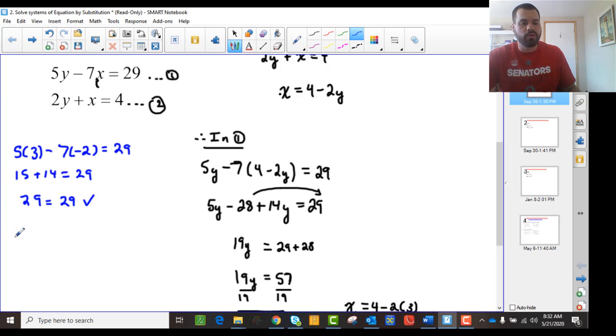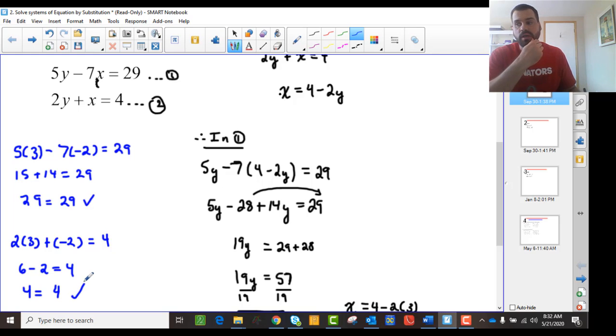And in the same way, we can go 2 times y, which is 3, plus x, which is minus 2, is supposed to equal 4. So that gives me 6 minus 2 is equal to 4. 2 times 3 is 6, and then the minus just gets rid of the plus sign, so it's just minus 2, and that means 4 is 4. And I say, yes, that also works. So now I'm confident that my answer is correct, just like when I was graphing.